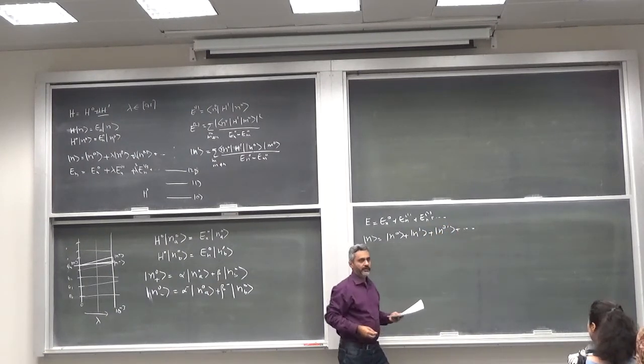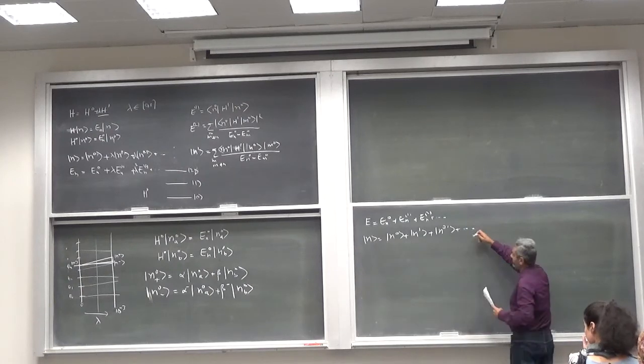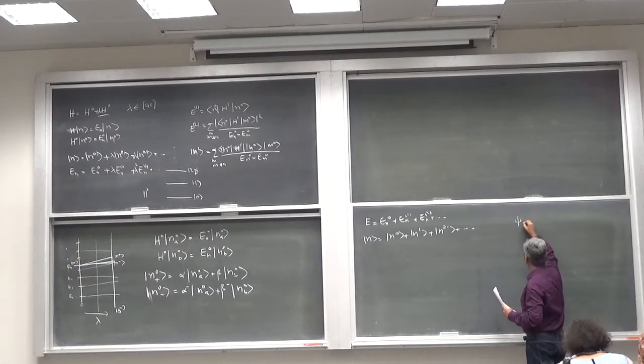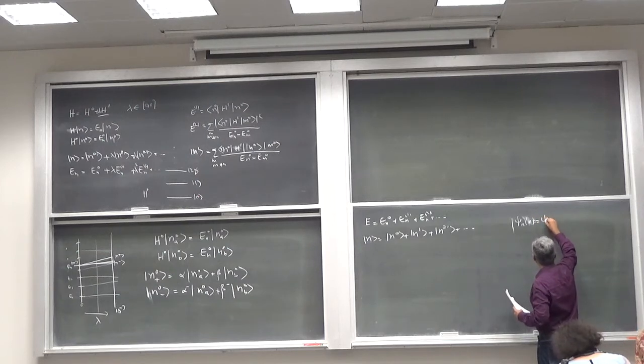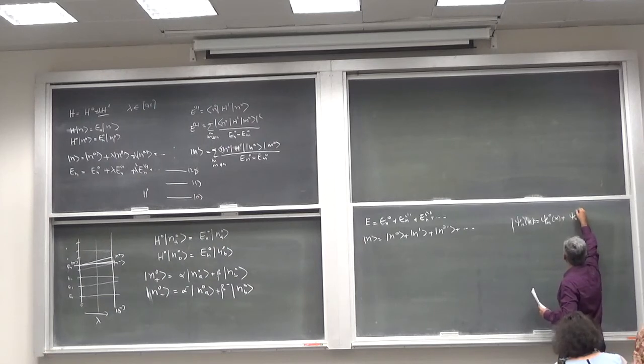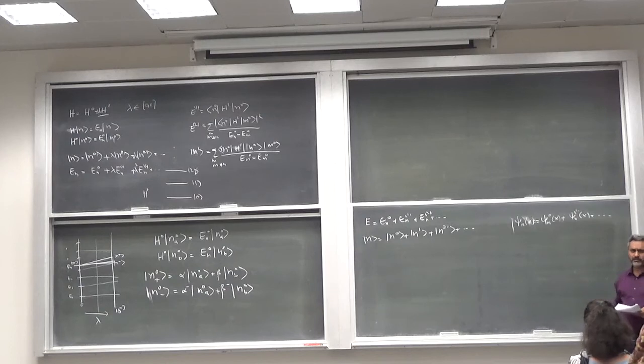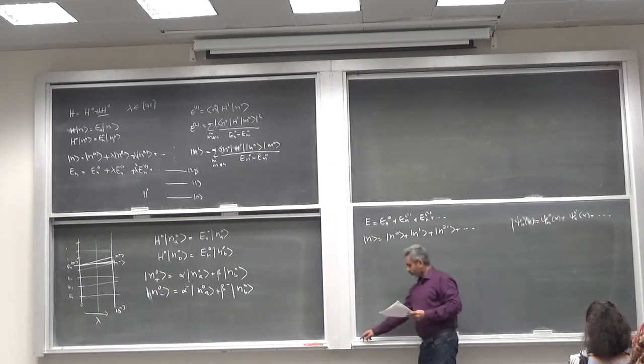In the last class I was using Shankar's notation, and I think the reference uses this too. Psi n of x is equal to psi n naught of x plus psi n1 of x. Right? Same thing. Any questions?